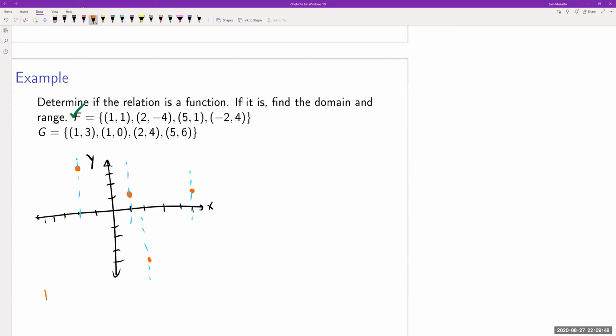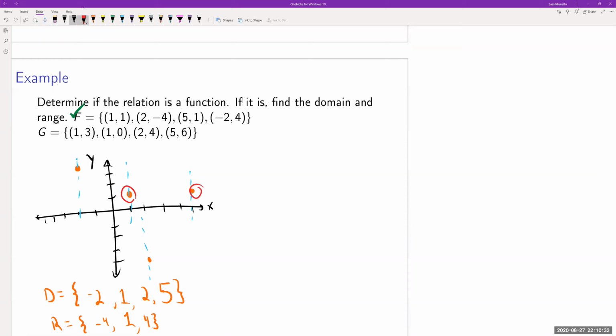The domain is the set of x coordinates. So I see -2, I see 1, 2, and 5. The range, the set of y coordinates, I see -4, I see 1, and I see 4. It is perfectly okay that these 2 points share a y coordinate. I do not care if that happens. Again, thinking about inputs and outputs, I would say that 1 has an output of 1 and 5 has an output of 1. That's totally okay.